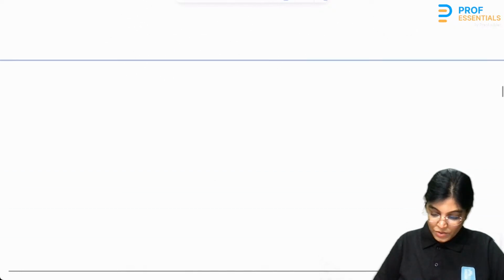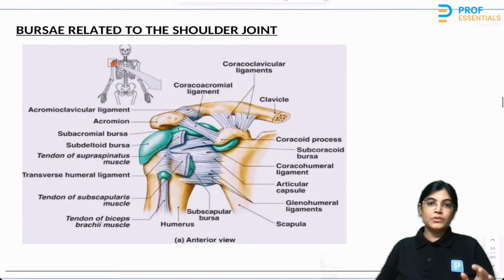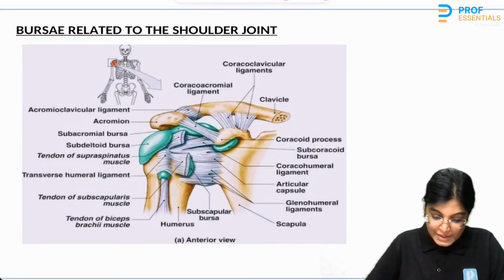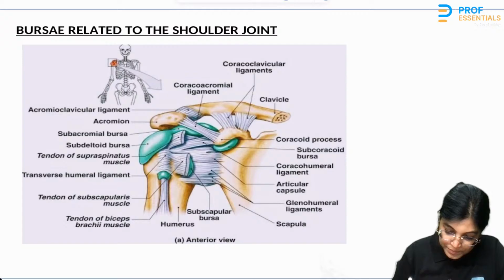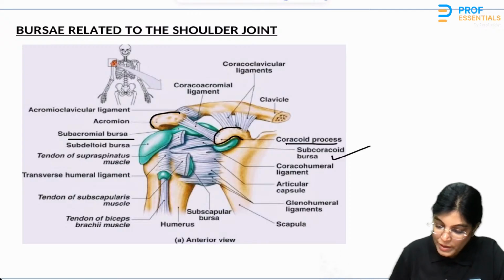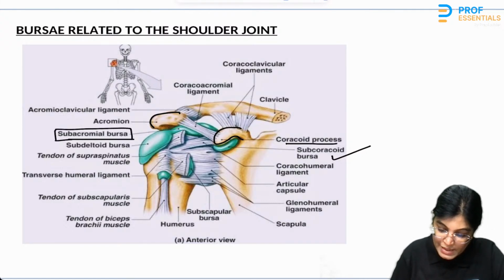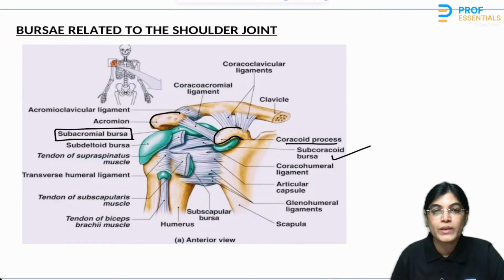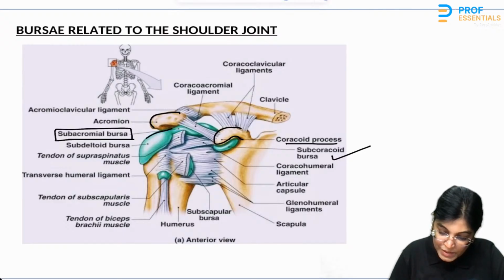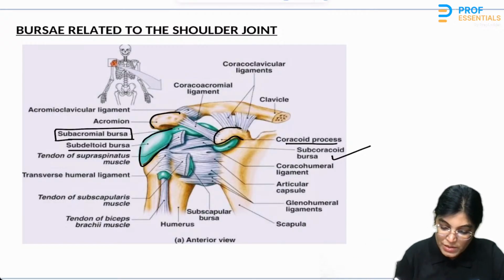Okay. Now I would like to show you the image here first. We can see the subacromial bursa in this diagram, below the acromial process. This is the acromial process, and this is the coracoid process. Below the coracoid process, the subcoracoid bursa is also there. So this is the subacromial bursa, and you can see it communicates here with the subdeltoid bursa. Some authors also say the subacromial and subdeltoid bursa are similar.